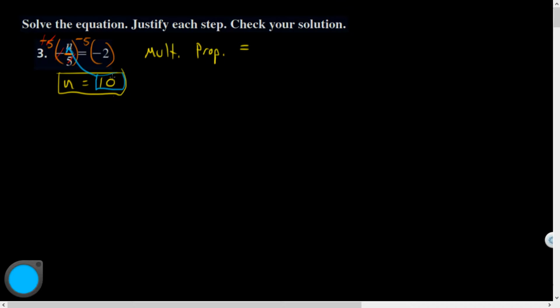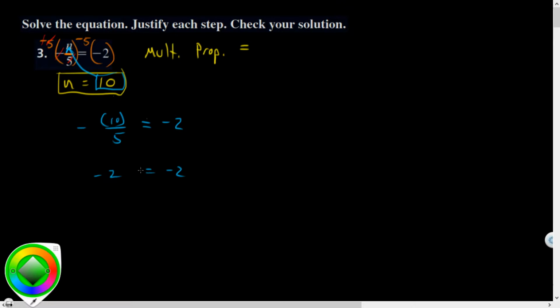That means I'm going to plug this into the original problem. So I'll have the opposite of 10 divided by 5. When I'm doing a check, that's what I'm asking: is this equal to -2? And so I'll have 10 divided by 5 is 2, -2 equals -2. Check it. It works. I like it. So my answer is n equals 10. So that was a one-step problem.